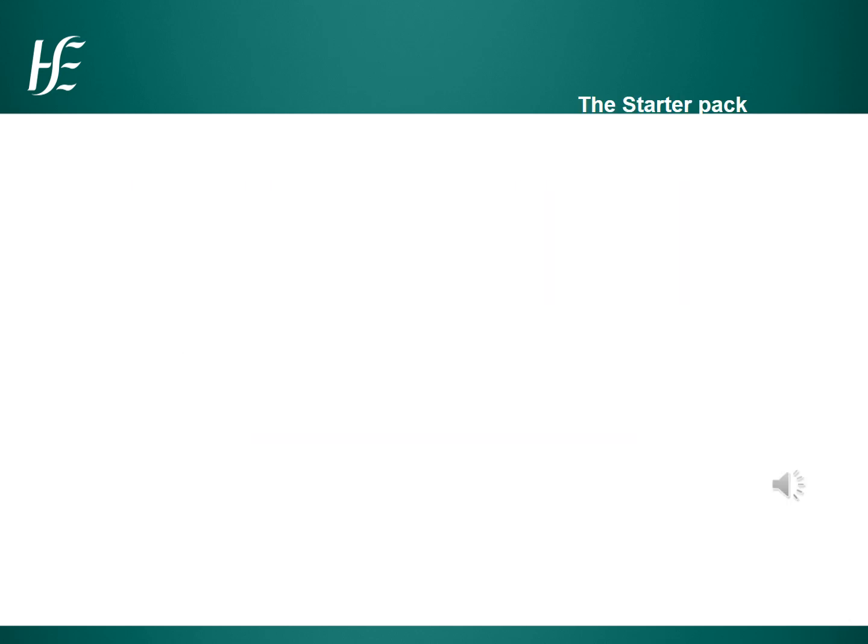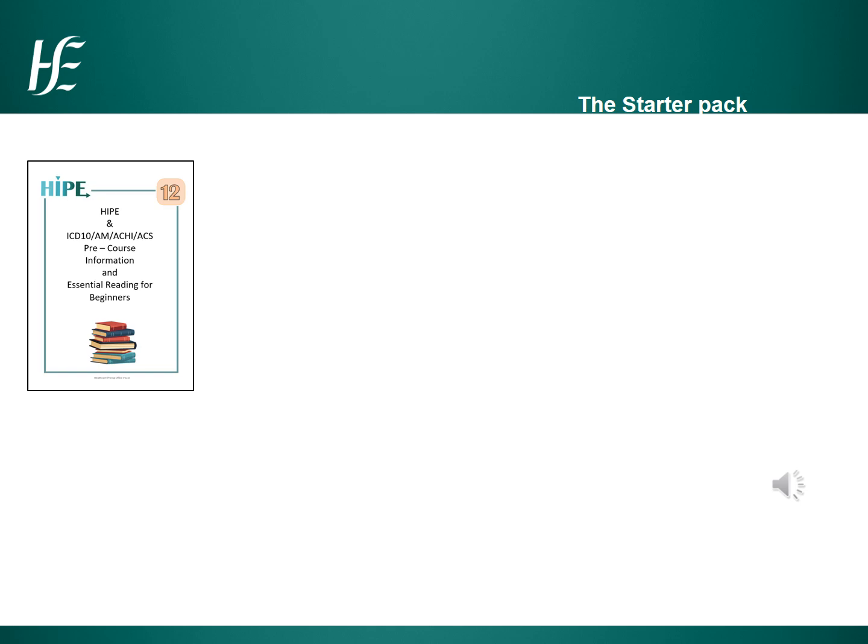Let's take a look at what's contained in your starter pack. Firstly, the 12th edition pre-course information and essential reading for beginners. You're required to read this prior to attending the first session of your formal training, which will be the introduction to HIPE 1. There are some exercises at the back of this workbook which can be completed with the assistance of your mentor or supervisor.